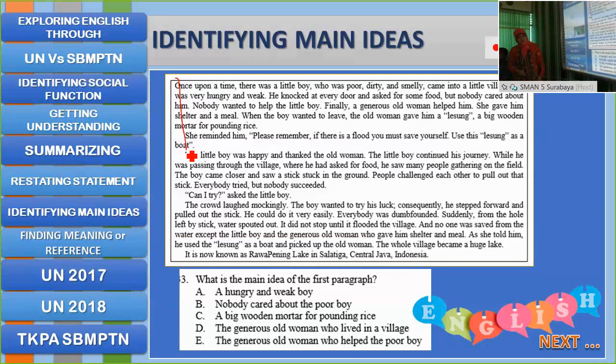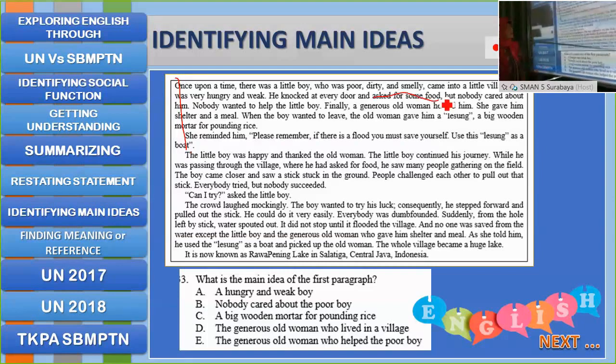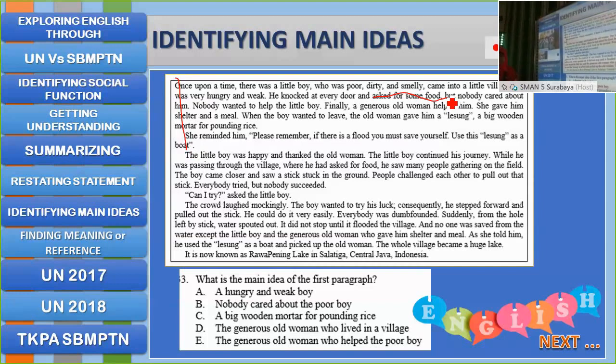Generous old woman who helped the poor boy? A hungry and weak boy? A hungry and weak boy. Poor, beauty, and smelly. He was very hungry and weak. He knocked at every door and asked for some food. Weak and hungry, because it is supported with the sentence that he knocked at every door and asked for some food, but nobody cared about him.